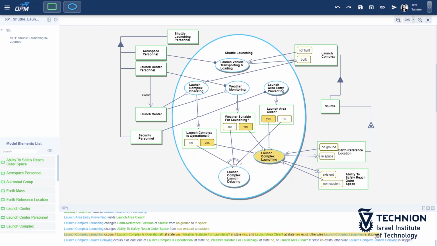Launch complex launching occurs if launch complex is operational is at state yes, weather suitable for launch is at state yes, and launch area clear is at state yes. Otherwise, launch complex launching is skipped.